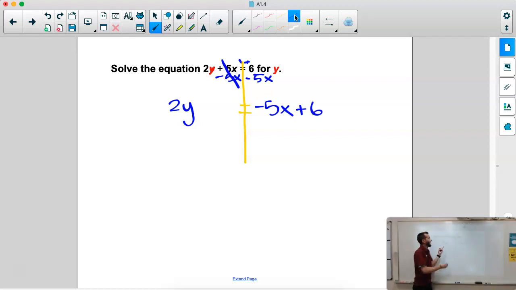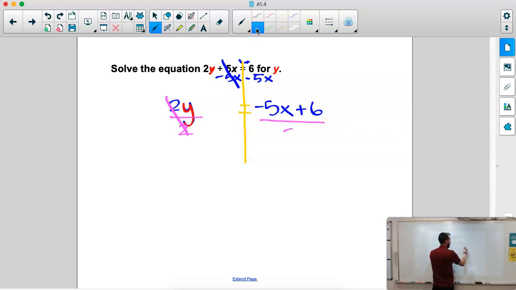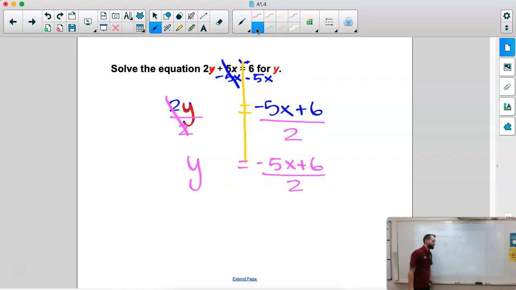Now, is my y all by itself? No, right? There's a 2 there. So now I have to divide both sides by 2. And we end up with y equals negative 5x plus 6 divided by 2. For this problem, I would probably just leave it this way, and I'll explain on some other ones.